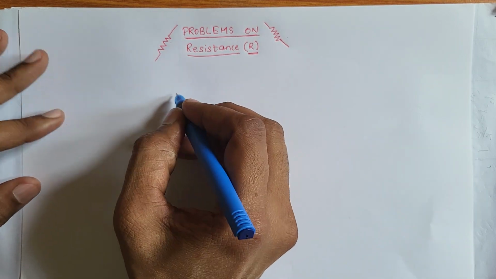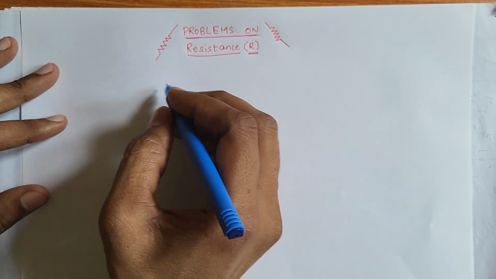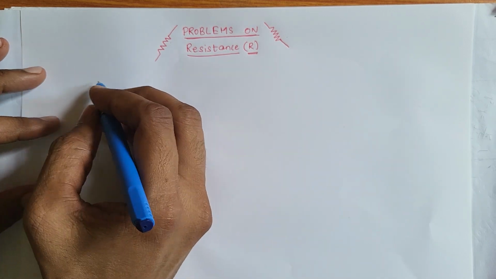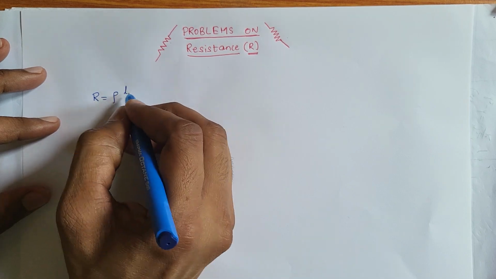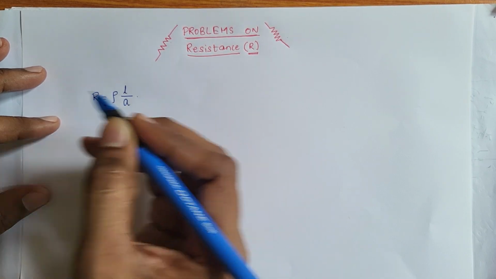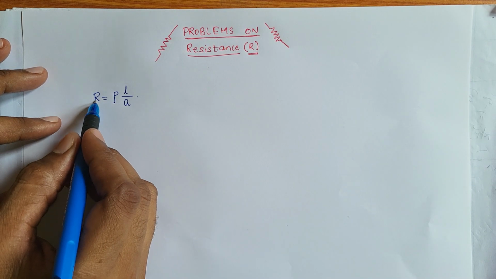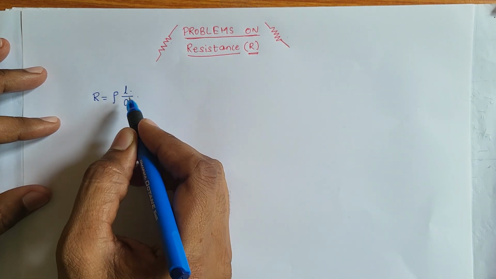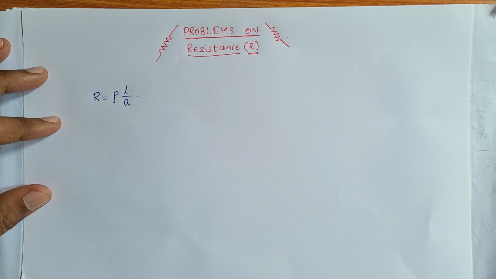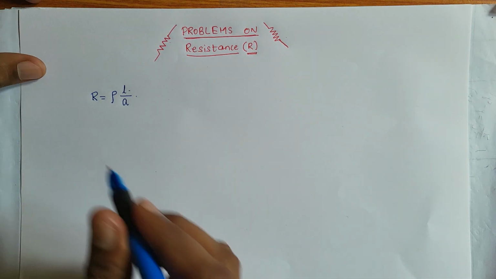First we should be knowing the formula for resistance. What is the formula for resistance? The formula for resistance will be R is equal to rho L divided by A. R will be resistance, rho will be resistivity, L will be length of the conducting material, A will be area of cross section.